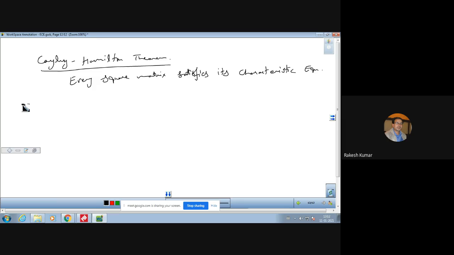So, taking this Cayley-Hamilton theorem, we shall discuss one example. We have a matrix A. This is a 2 by 2 matrix, [1, -2; 1, 4]. For this matrix we can find the characteristic equation. The characteristic equation is determinant of A minus lambda I equal to 0.